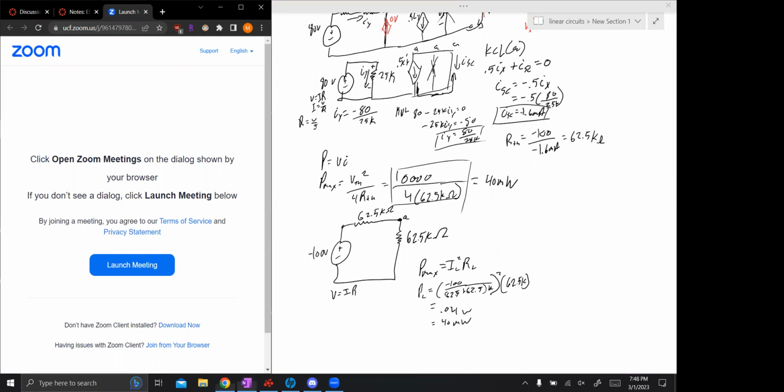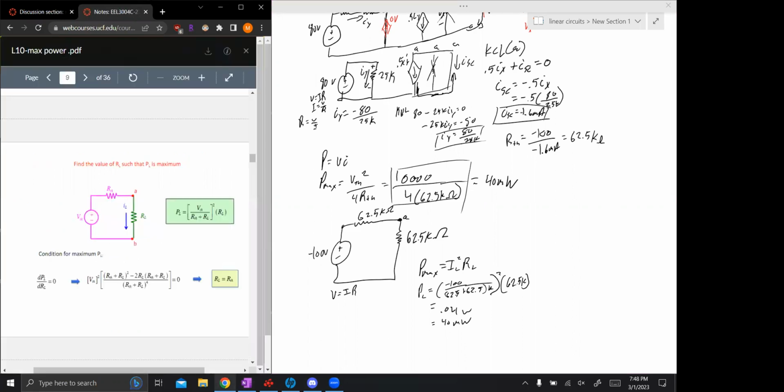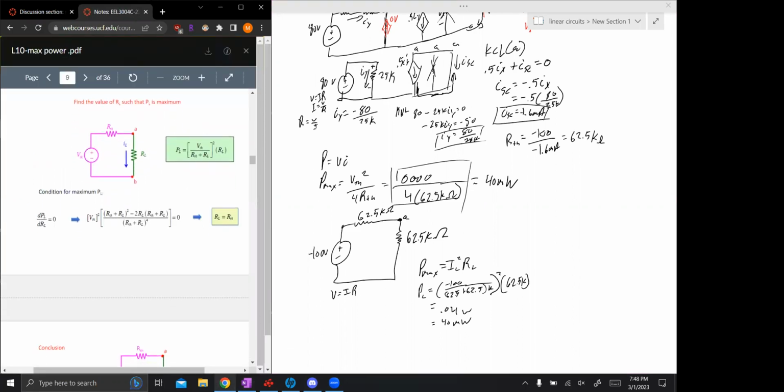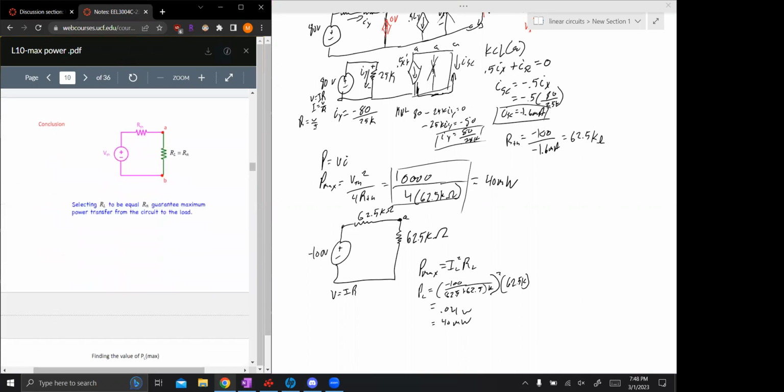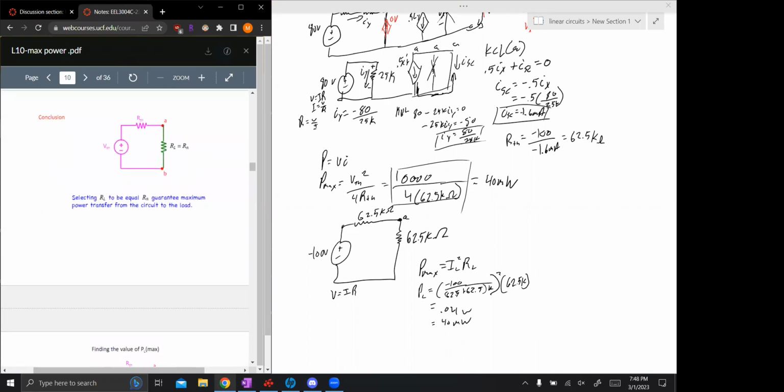Yeah, but I got 40 milliwatts. I know you're already way past that, but I also got that. No, that's good. That means you're doing the process right.